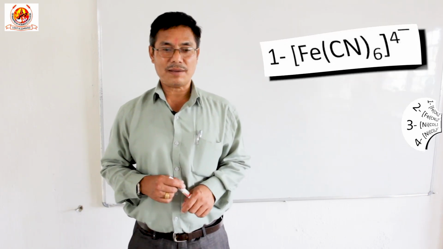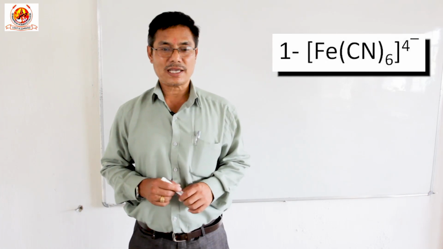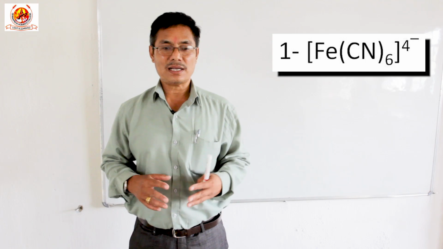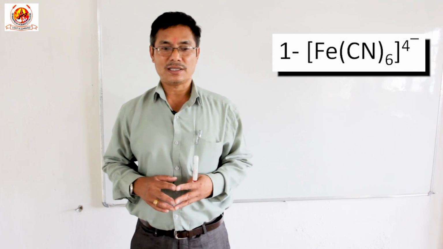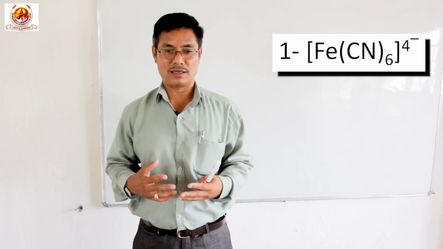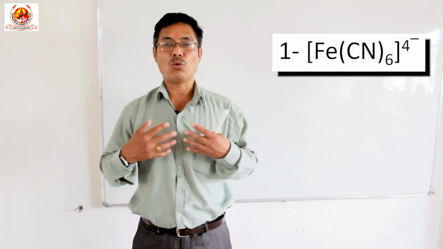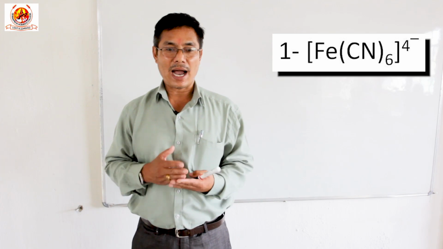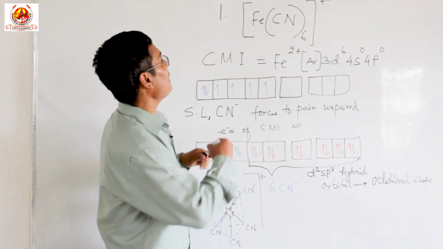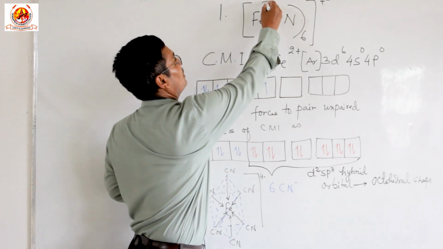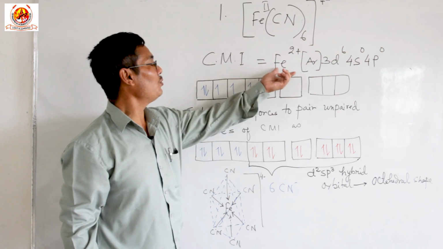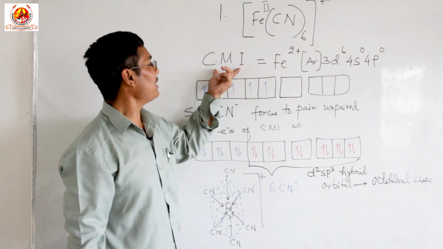Here, in the first example, hexacyanoferrate(II), we have iron and cyanide, CN. The CN represents the ligand, the donor that makes the coordinate bond between the iron and the ligand CN. The oxidation state of the iron is 2, represented by the Roman numeral. It shows the loss of 2 electrons. This is the central metal atom.